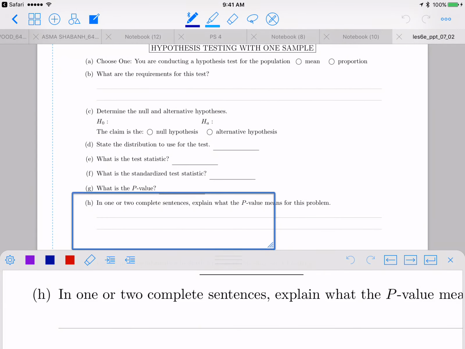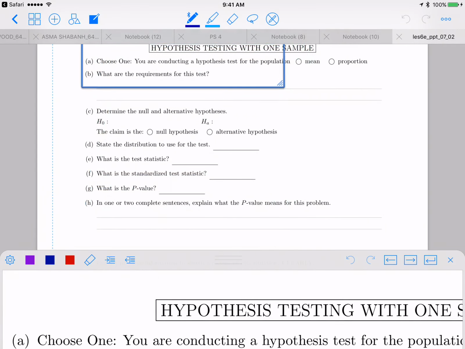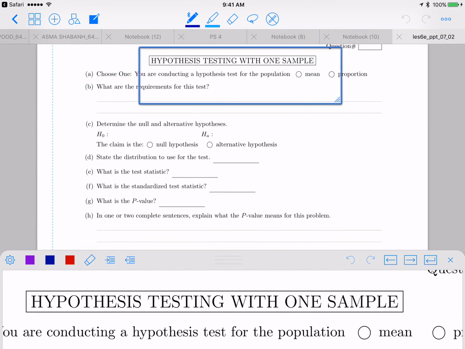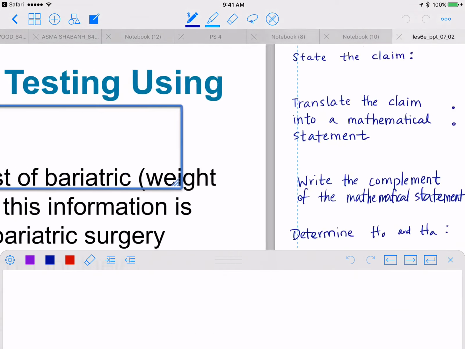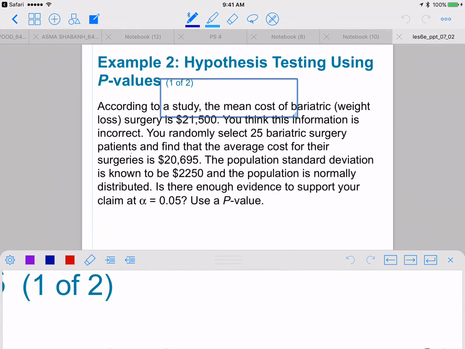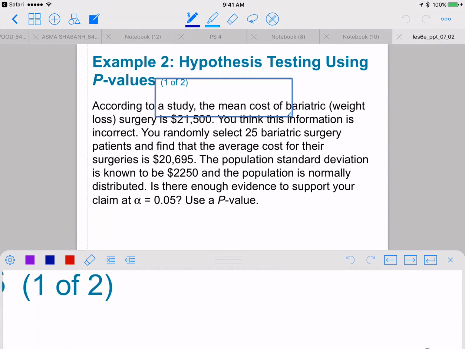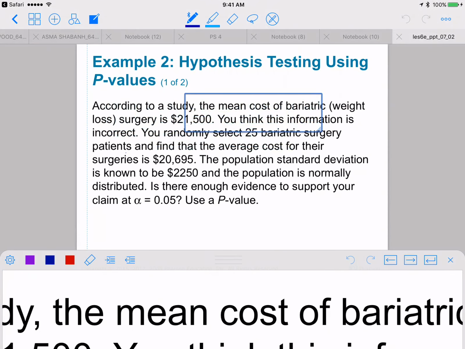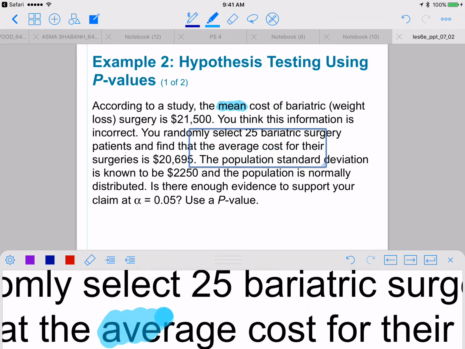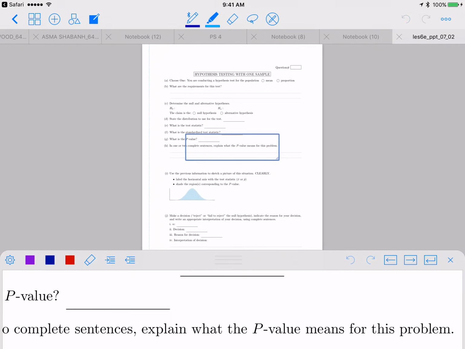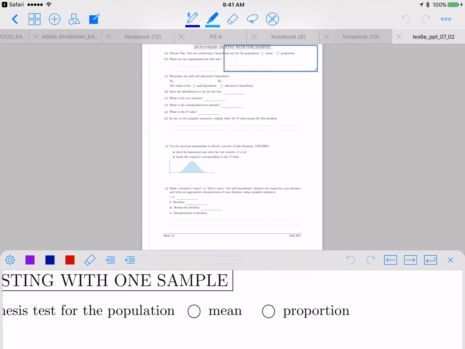Okay, so our first question is we have to figure out whether you are conducting a hypothesis test for the population mean or population proportion. Now, in order to figure this out, we go back to the statement. According to a study, the mean cost. So this right here, the fact that we've got mean, and then later on we have the word average. These keywords tell us that we are going to be looking at population mean.